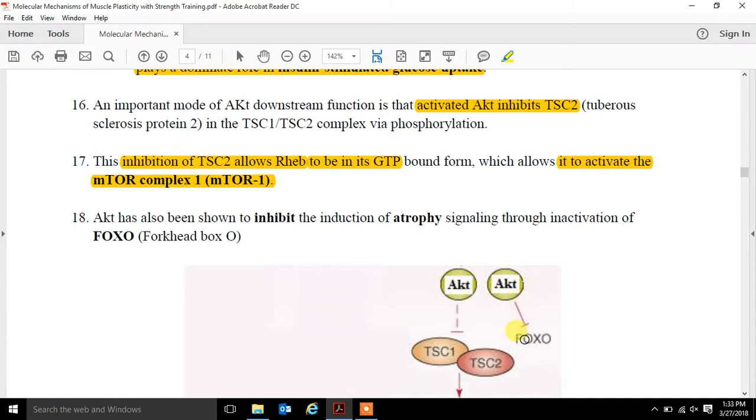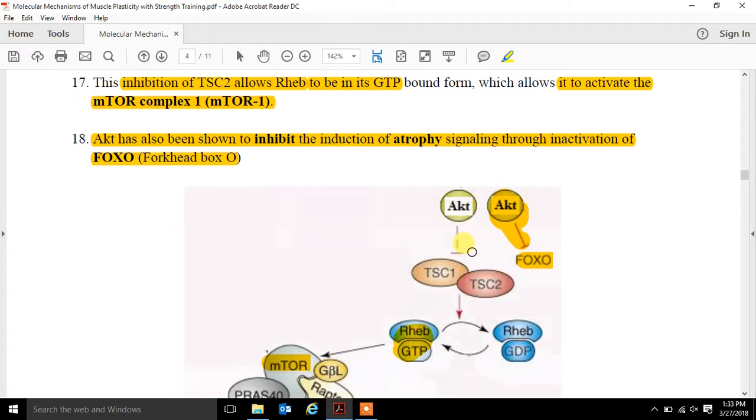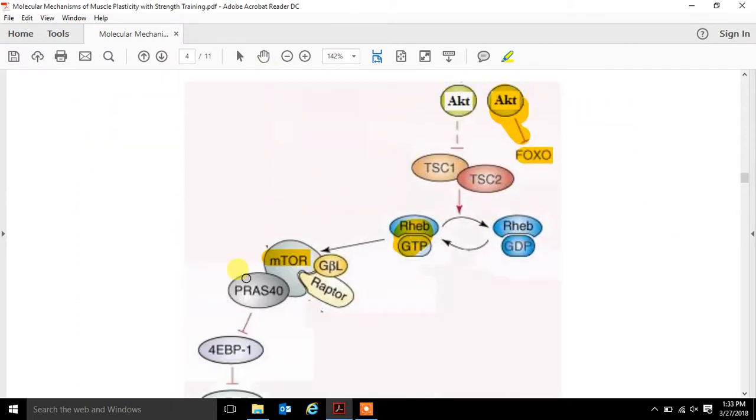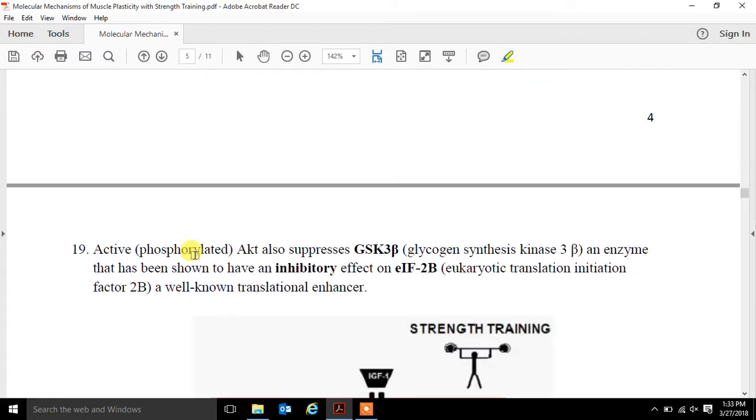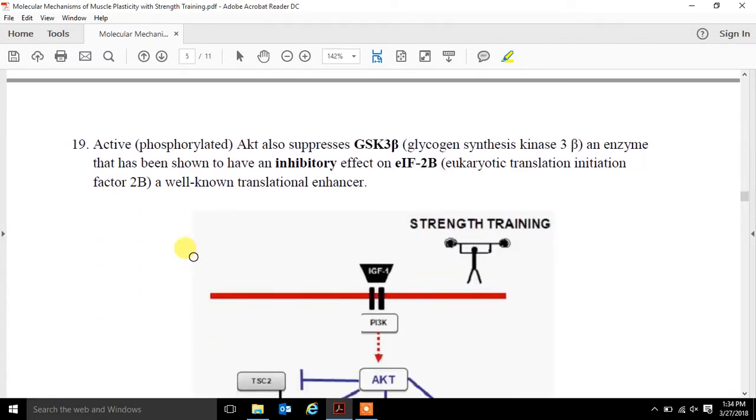There's also this parallel signaling where AKT inhibits the induction of atrophy signaling through inactivation of this FOXO, which is forkhead FOXO. So it's not only stimulating protein synthesis, but it's preventing the degradation. So it's preventing atrophy. It's kind of working on both sides of that balance. All right, so we've got AKT through this pathway activating mTOR. And let's go from there.